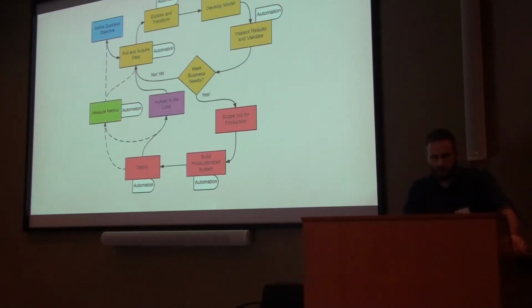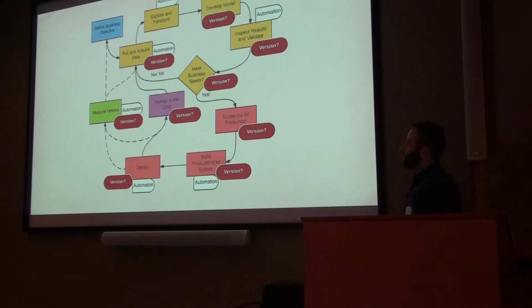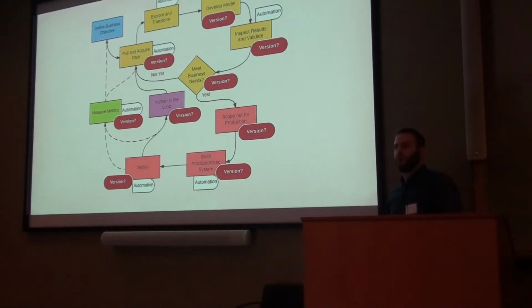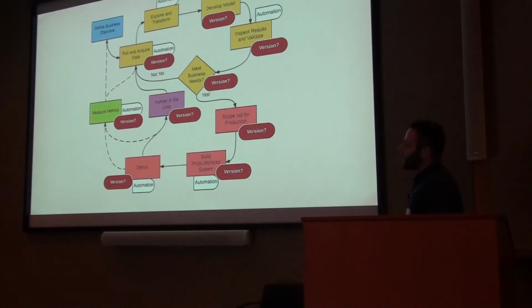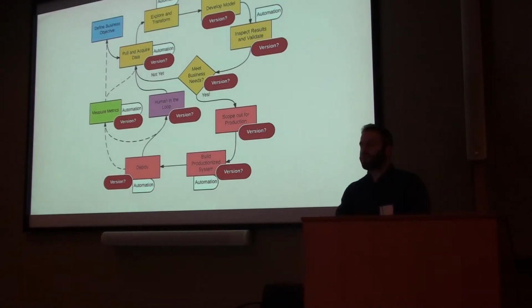And so, where does versioning matter? This is where I think versioning may actually take place, either from a data set standpoint or from a modeling standpoint. When you're pulling and acquiring data, you want to know, well, over what time are we doing this? For what models is this data relevant to, right? When we're developing the model, obviously we're trying to figure out how is this different from other versions, how is it going to improve. When we're inspecting the results and validating them, we have to understand to what model that is. When we meet the business requirement, we're figuring out which model we're actually choosing to deploy.